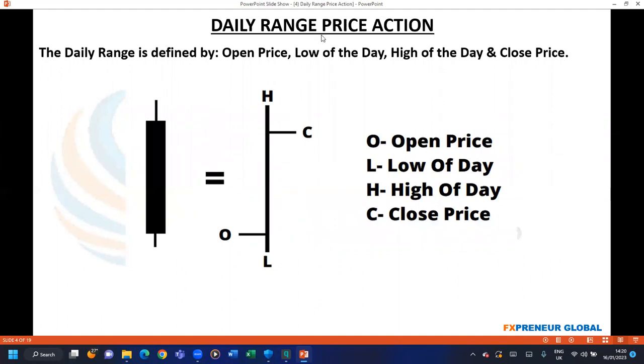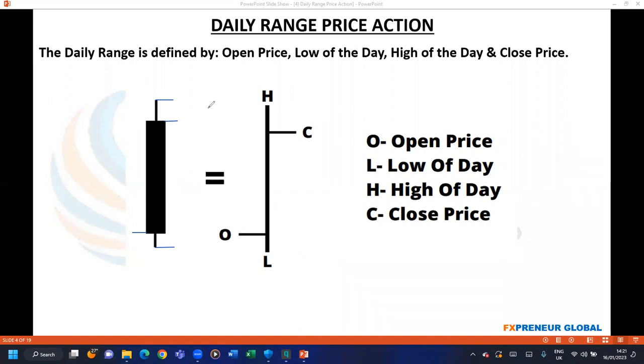Daily range price action. The daily range is defined by open price, low of the day, high of the day, and close price. The daily range simply identifies everything that happens in the course of 24 hours on a daily candle. Now, when you bring out a daily candle just like this candle here, this shows the highest price the candle has ever gotten to. This is the lowest price it has ever gotten to. Then this is the open of this candle, where it opens, and this is where it closes.